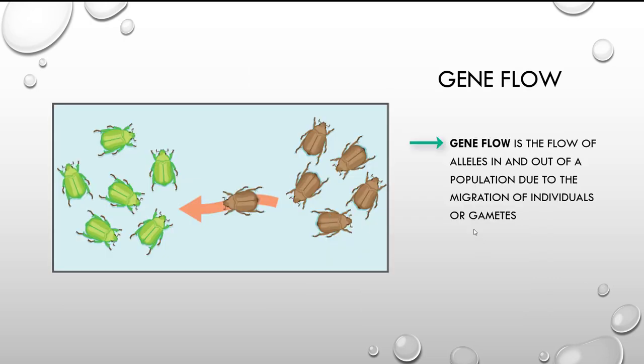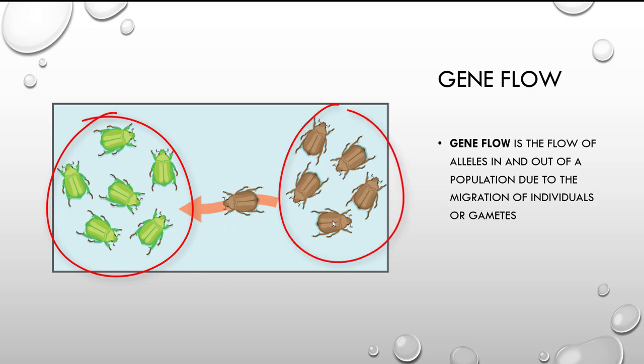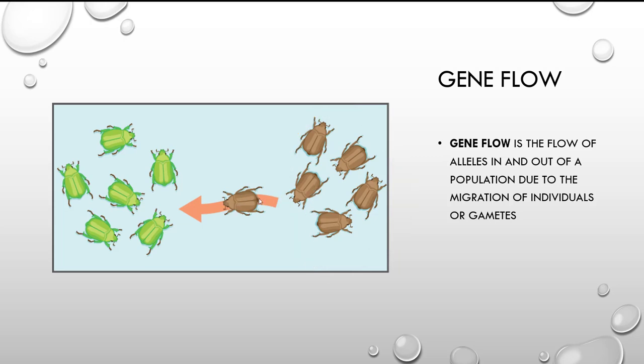So gene flow is the flow of alleles in and out of a population due to the migration of individuals or gametes. So this is a way that we can get new alleles into a population. Here's an example of a population of green beetles, and here's a population of brown beetles, and they're the same species, by the way. Let's say this guy decides to come over and hang out with these guys. So now we have this brown morph moving in, and so we've added a new variation into this population.